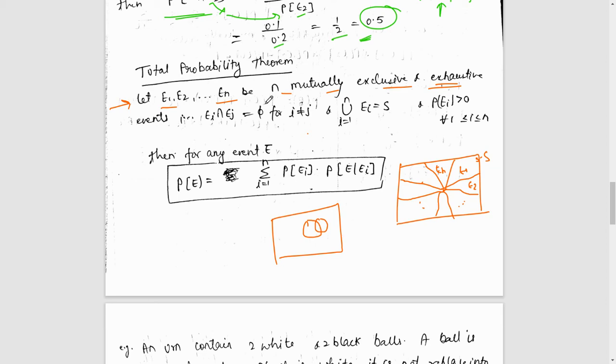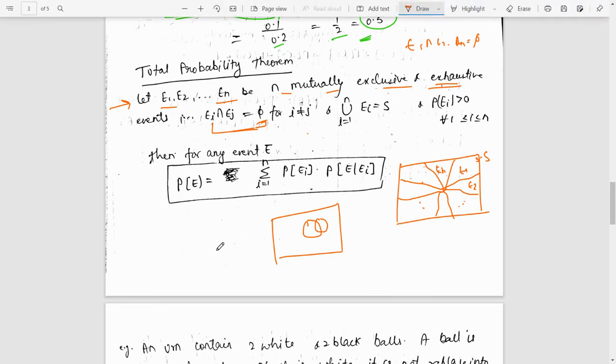So what is the total probability theorem? Mutually exclusive means that E1 intersection E2 and so on up to En is equal to phi, and this condition can also be written this way: Ei intersection Ej. It means if you take the intersection of any two events, it is phi. Let's say you take the intersection of two events, it is a null set, and similarly for the other pairs as well.